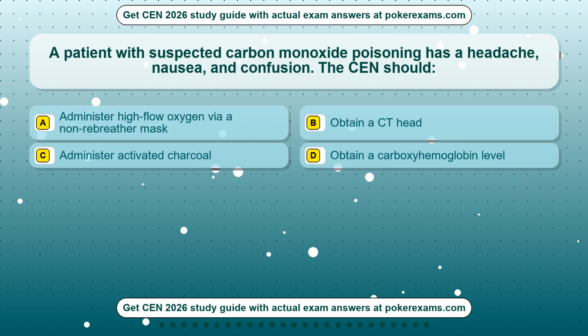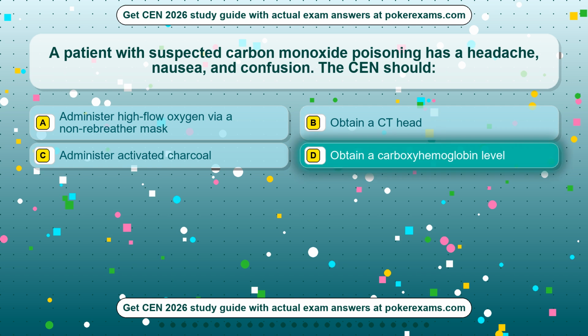Question 25. A patient with suspected carbon monoxide poisoning has a headache, nausea, and confusion. The CEN should. Option A: administer high-flow oxygen via a non-rebreather mask. Option B: obtain a CT head. Option C: administer activated charcoal. Option D: obtain a carboxyhemoglobin level. The correct answer is option D.